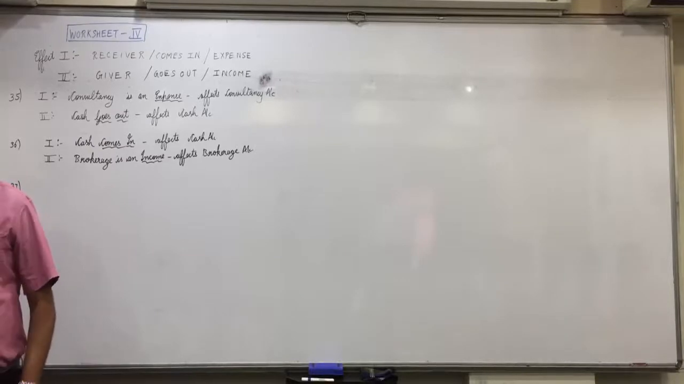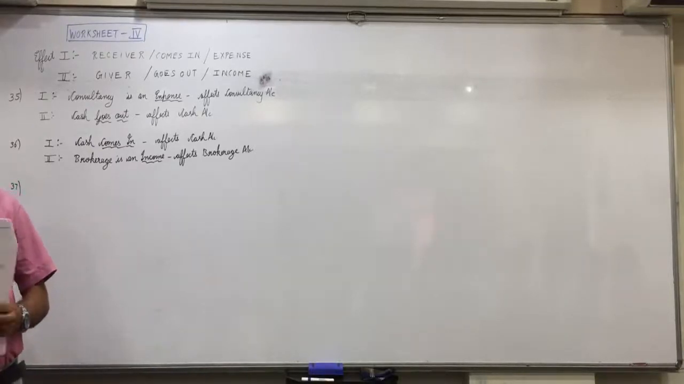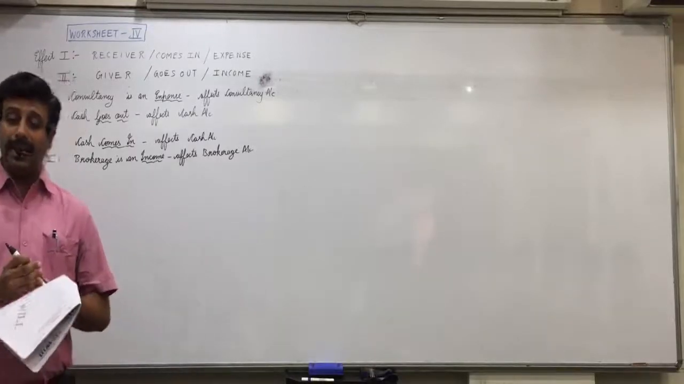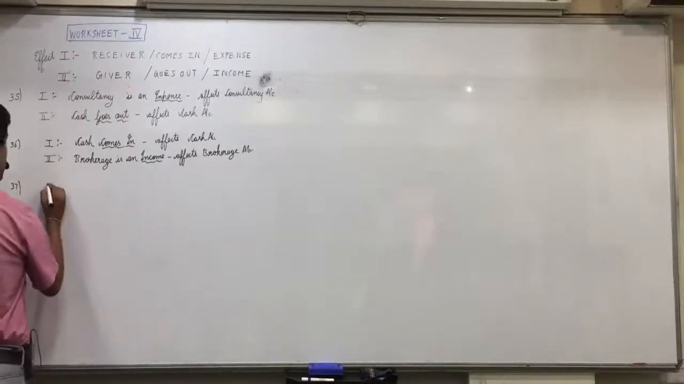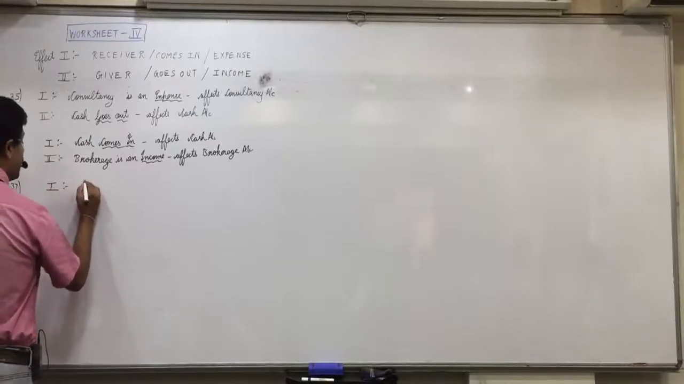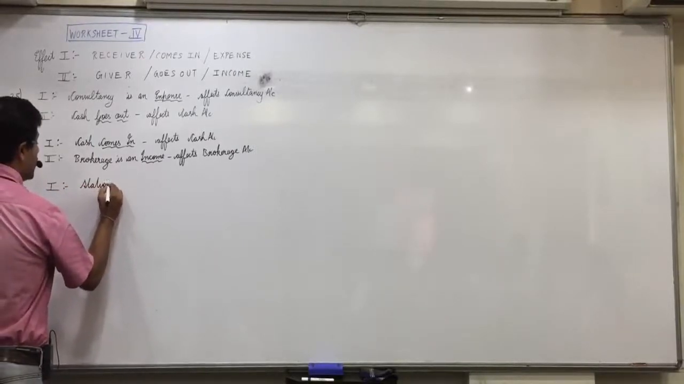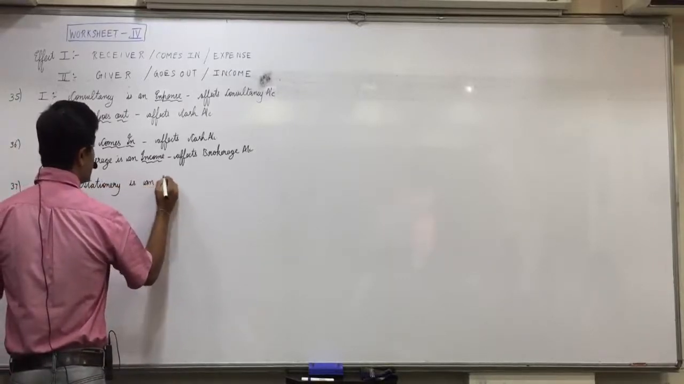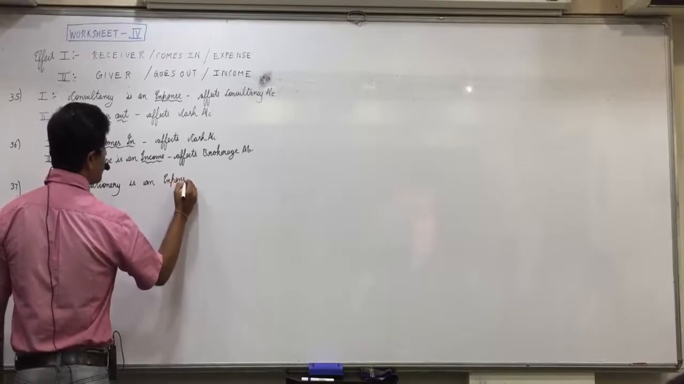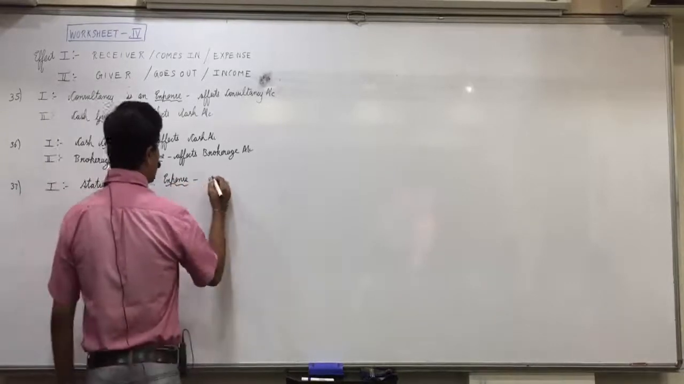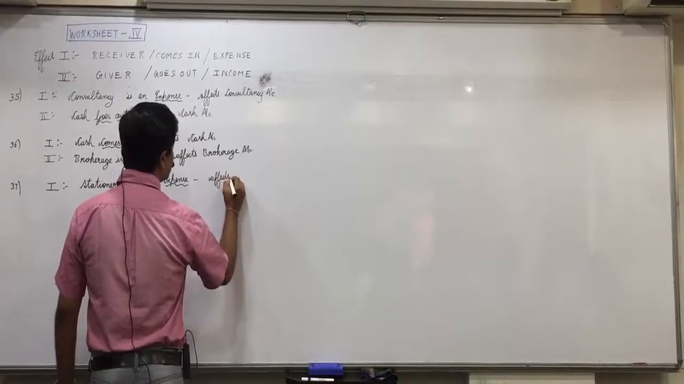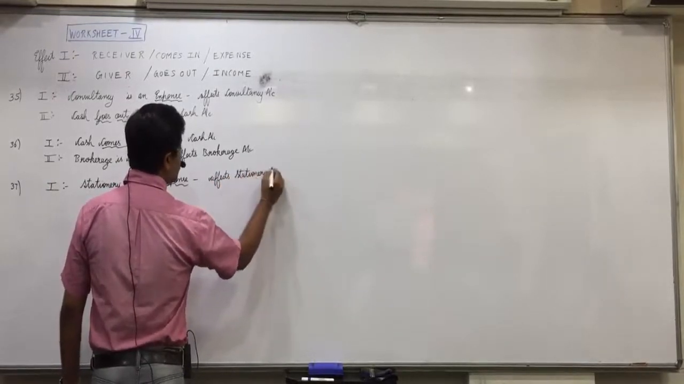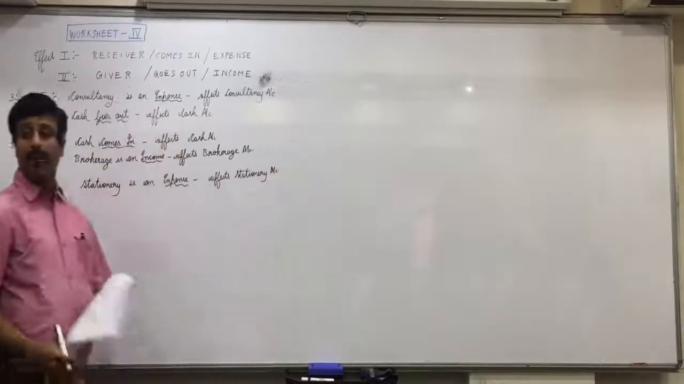So here, effect 1. Who is the receiver? No one. What comes in? Nothing. Will not say stationery comes in. You will say stationery is an expense. What is the expense? Stationery. So effect 1, stationery is an expense, affects stationery account. Understood this, everyone?